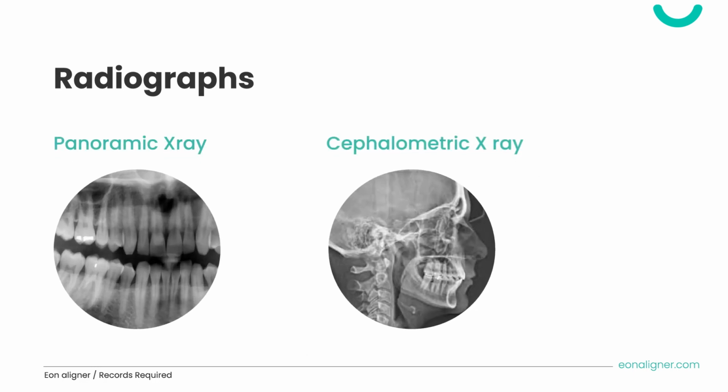Moving forward to radiographs. A panoramic X-ray is crucial to have a closer look at the bone level, teeth restorative condition, and the presence of impacted teeth. Cephalometric radiographs are needed in cases where changes in the anteroposterior or vertical relationships were planned.